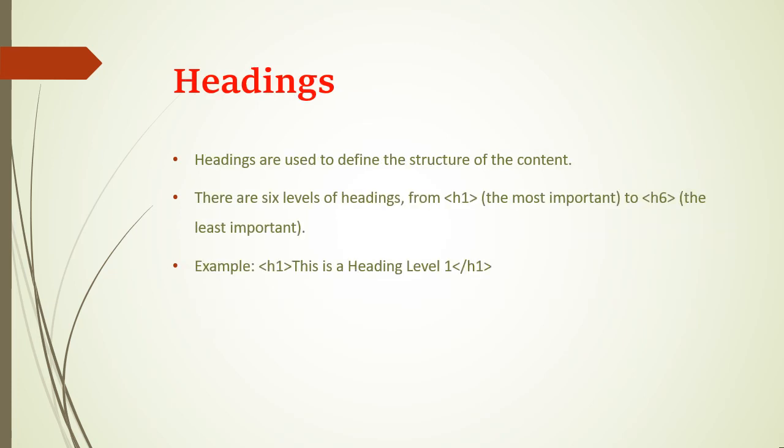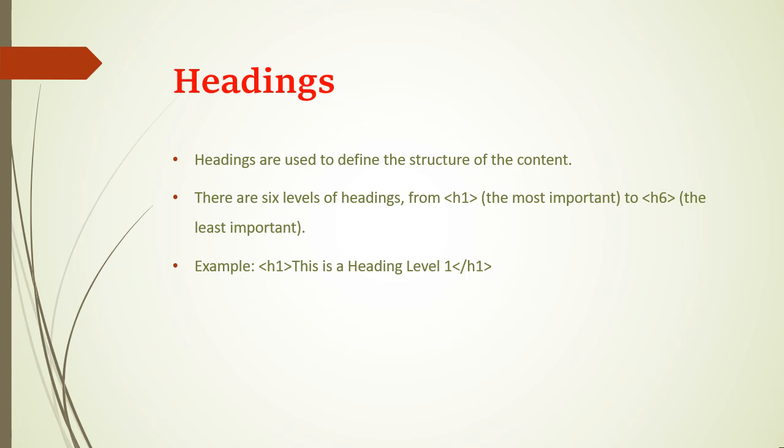And we can see the headings. So headings are the important thing or the main thing in the web pages. Headings are going to tell the structure of the content. So what the structure of the content should be, that is going to be given by the heading. Basically there are 6 levels of headings starting from H1 to H6. H1 is going to tell the most important heading, whereas the H6 is going to tell the least important heading.